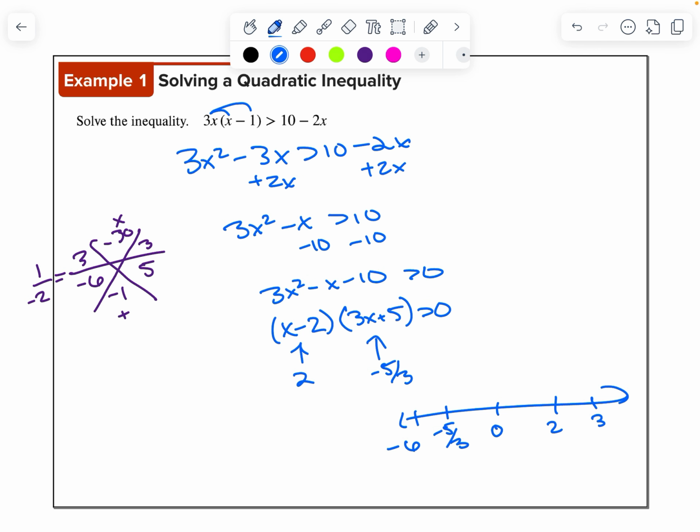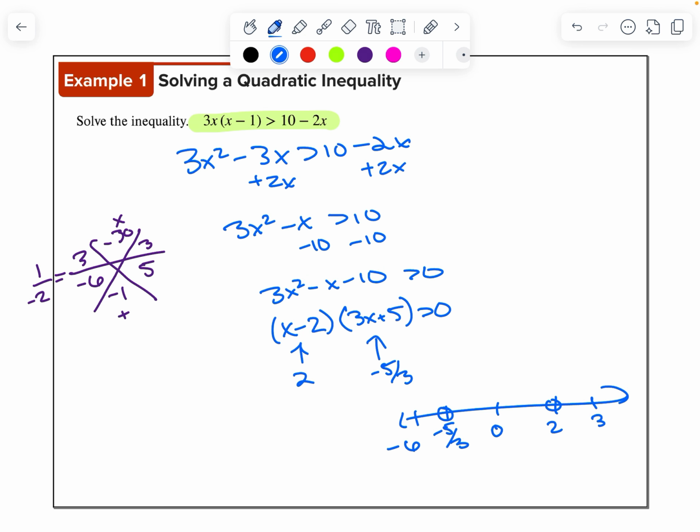Now, going back to talk about our parentheses, brackets, open circles, since this is strictly greater than in our original problem, we know we need to have an open circle, not a closed circle. And now to figure out whether it works in any of these regions, we're just going to sub into the original inequality up here any of the values that don't already have an open or closed circle.